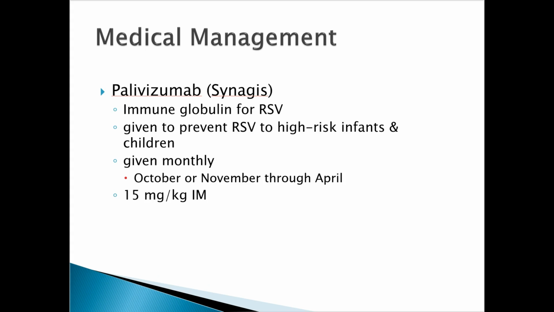Synagis is immunoglobulin for RSV. Again, this is typically given in the NICU. It's given to prevent RSV in these high-risk infants and children. It's given monthly, starting in October or November through April, and it's 15 mg per kg given IM.